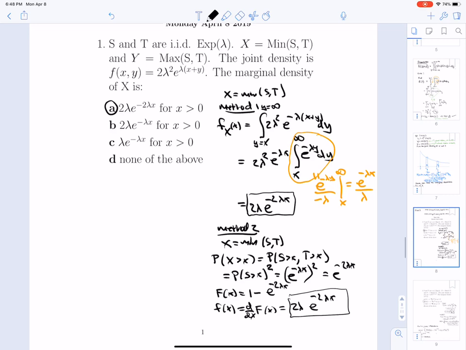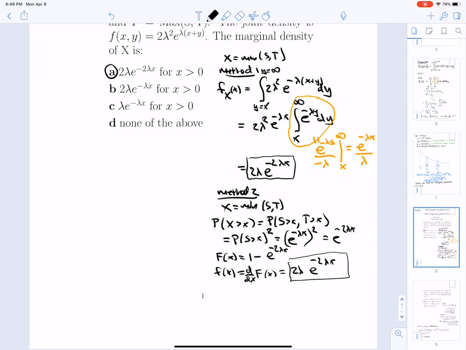Or you could use our CDF method, let's call it. Because x is the min, we'll look at the probability that x is greater than x, which is the probability that s is greater than x and t is greater than x, which is the probability that s is greater than x, squared. The probability that s is greater than x is just the survival function of s, which we know. And so we get the CDF is 1 minus e to the minus 2 lambda x. You take the derivative of that and you get your density.